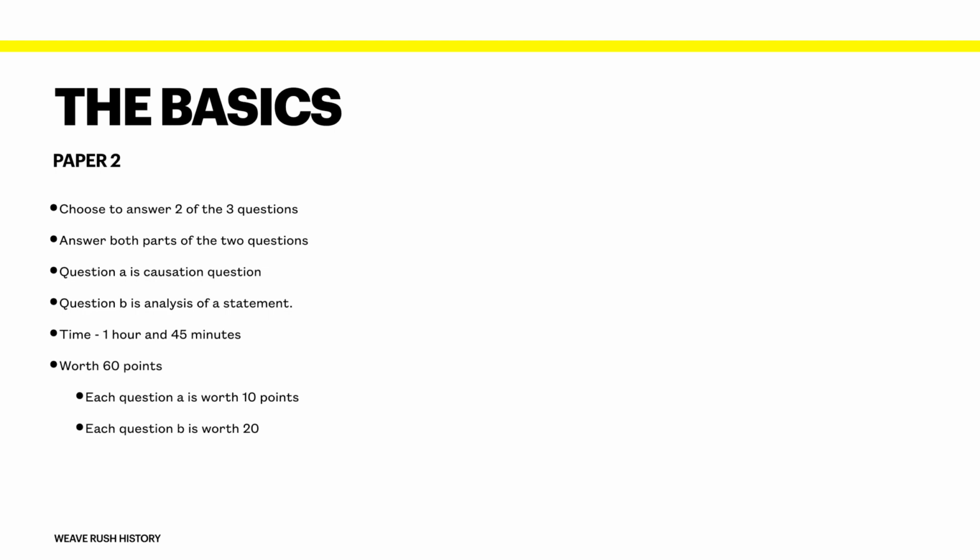Question B is where you're basically analyzing a statement, which I'll show you what those questions look like in just a minute. So you have here an hour and 45 minutes to complete this. In the past, this was an hour and a half, and now you get an extra 15 minutes on this one as well. Each one of these questions is worth 60 points. Each A question is worth 10 points. Each B question is worth 20. So your B questions are your high point questions here.